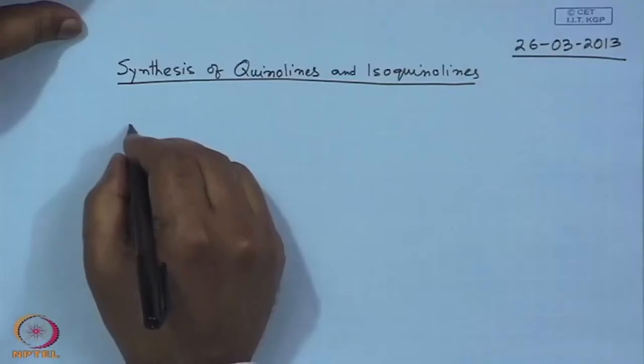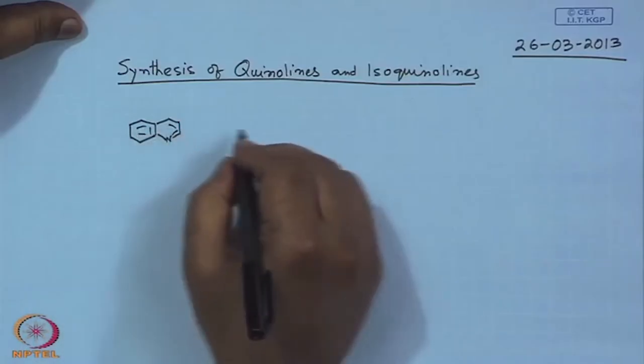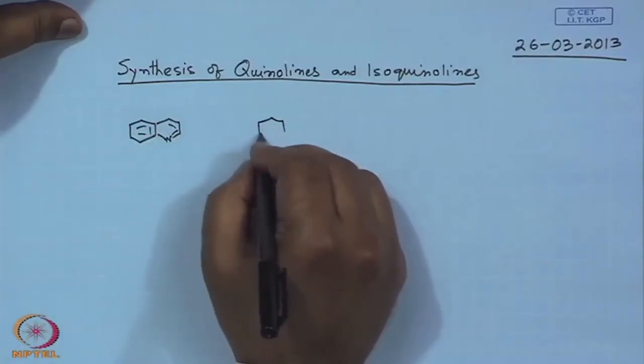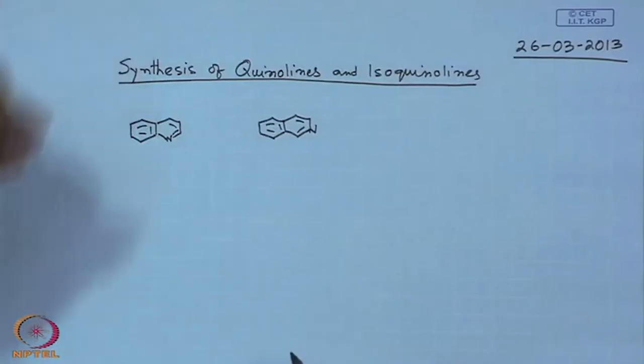Good morning. So today's lecture I'll cover the synthesis of quinolines and isoquinolines. All of you know the quinolines and isoquinolines belong to the fused heterocycles, in which one of the rings is benzene, other is pyridine, and their basic structures are written in a manner where nitrogen occupies position 1 in quinoline and isoquinoline is having the nitrogen at the position number 2.